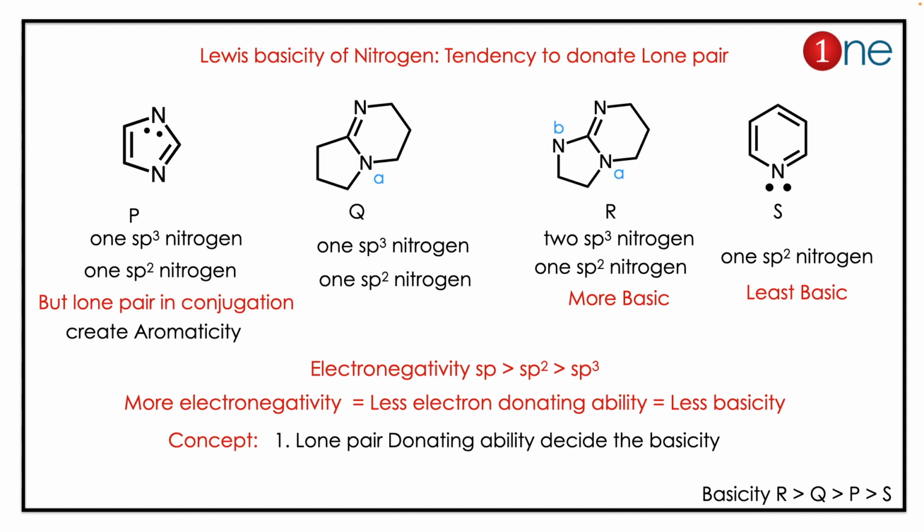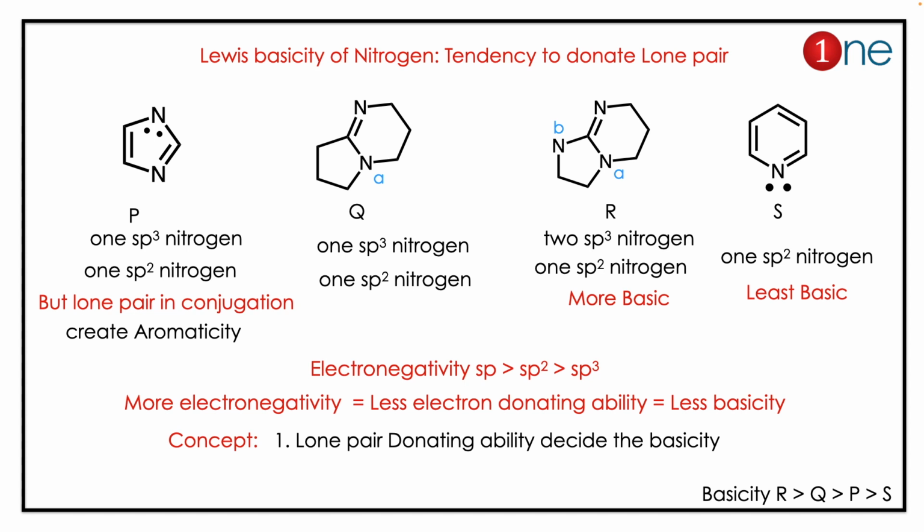Here basicity is decided by the lone pair donating ability of nitrogen. So the easier the donation, the better the basicity. Here basicity is dictated by electronegativity. Electronegativity of hybridization is in the order of sp, sp2, sp3, because of more s character. So the more the electronegativity, the less the electron donating ability, and the less the basicity.